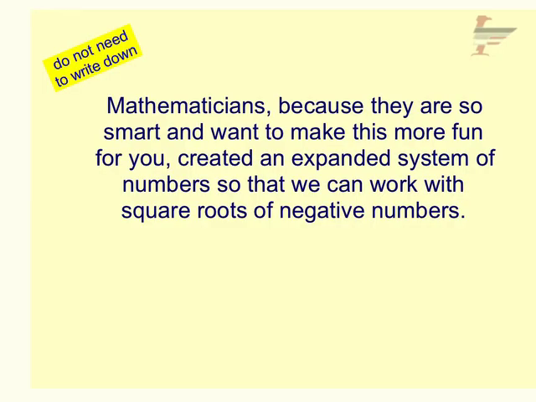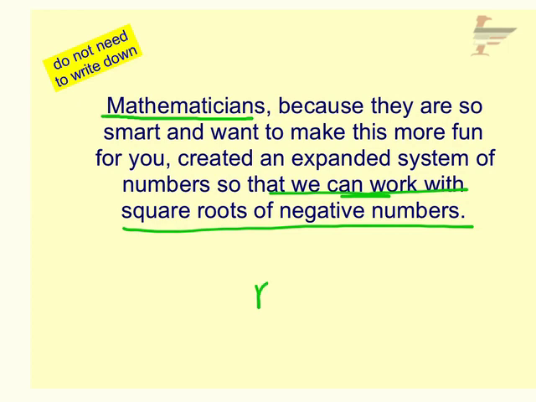Nothing you need to write down on this slide, but just wanted to let you know that it is our wonderful mathematicians that came up with a new number system. They created an expanded system of numbers so that we can work with square roots of negative numbers. Because in our real number set, all the numbers that you guys are aware of, any number that you know of, it is a real number. And so in order to get around taking the square root of a negative number, we have to go away from our real numbers into something called an imaginary number.